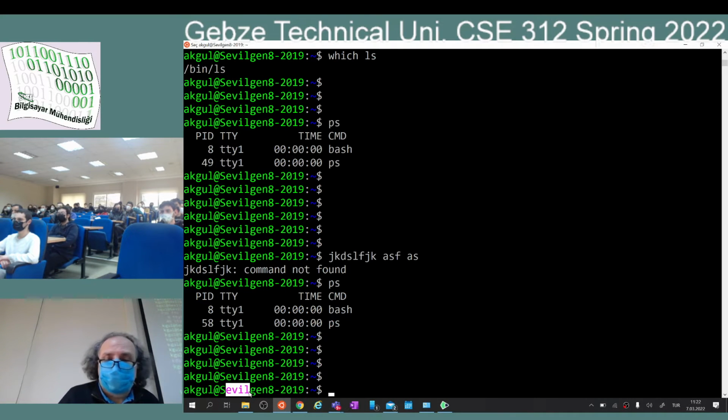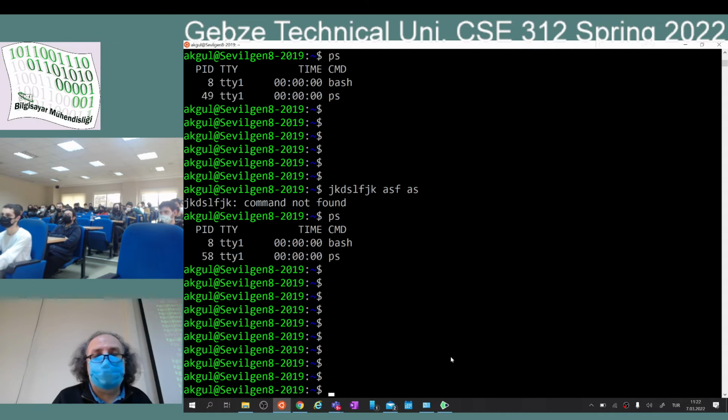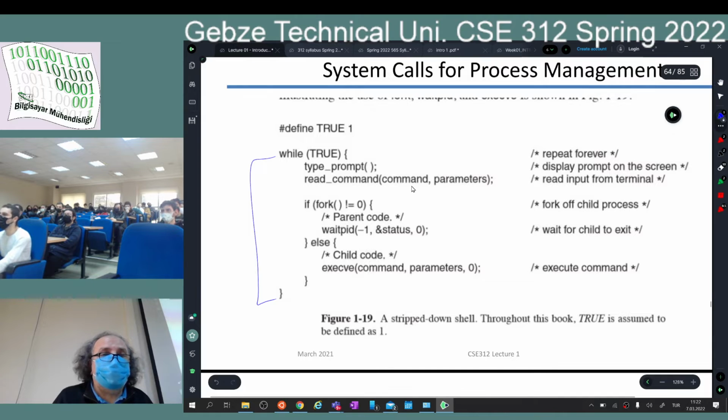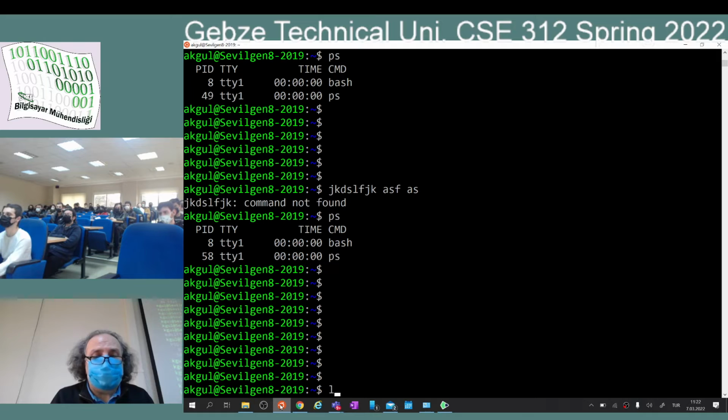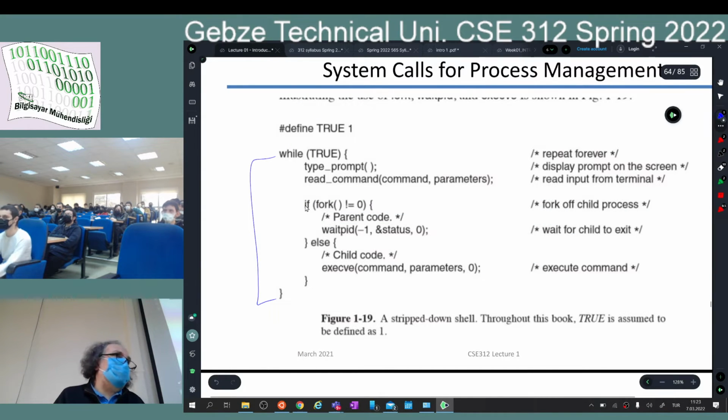In this case, my prompt is just my login name, my computer's name, etc. After that, I read the command from the standard input, along with the parameters. So my command is ls -al. This is the command, and these are the parameters.